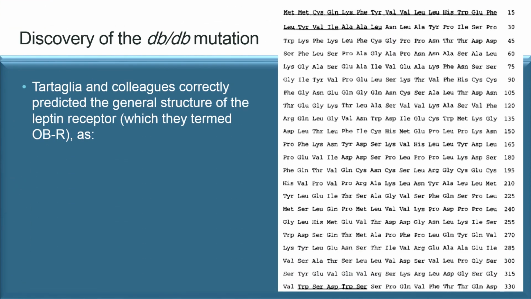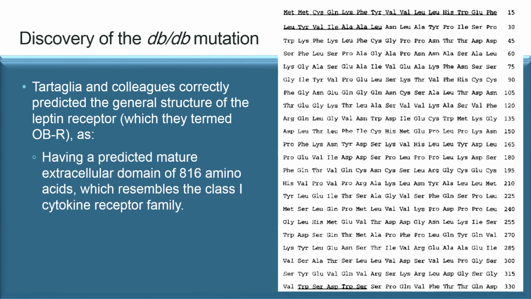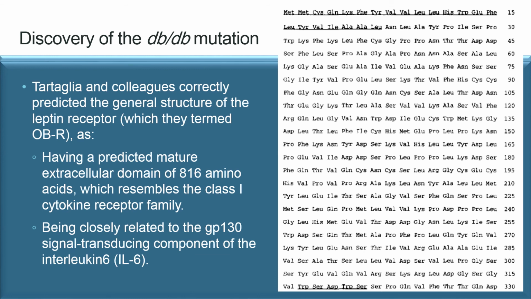So Tartaglia and colleagues correctly predicted several things about the OBR, as they called it, the leptin receptor protein. They predicted that it had a mature extracellular domain that didn't fold, that had about 816 amino acids, and it resembled very much class 1 cytokine receptor family receptors. They also identified that it was very closely related to another receptor type called gp130 that was similar to the interleukin-6 receptor. Those parts of their paper were correct.